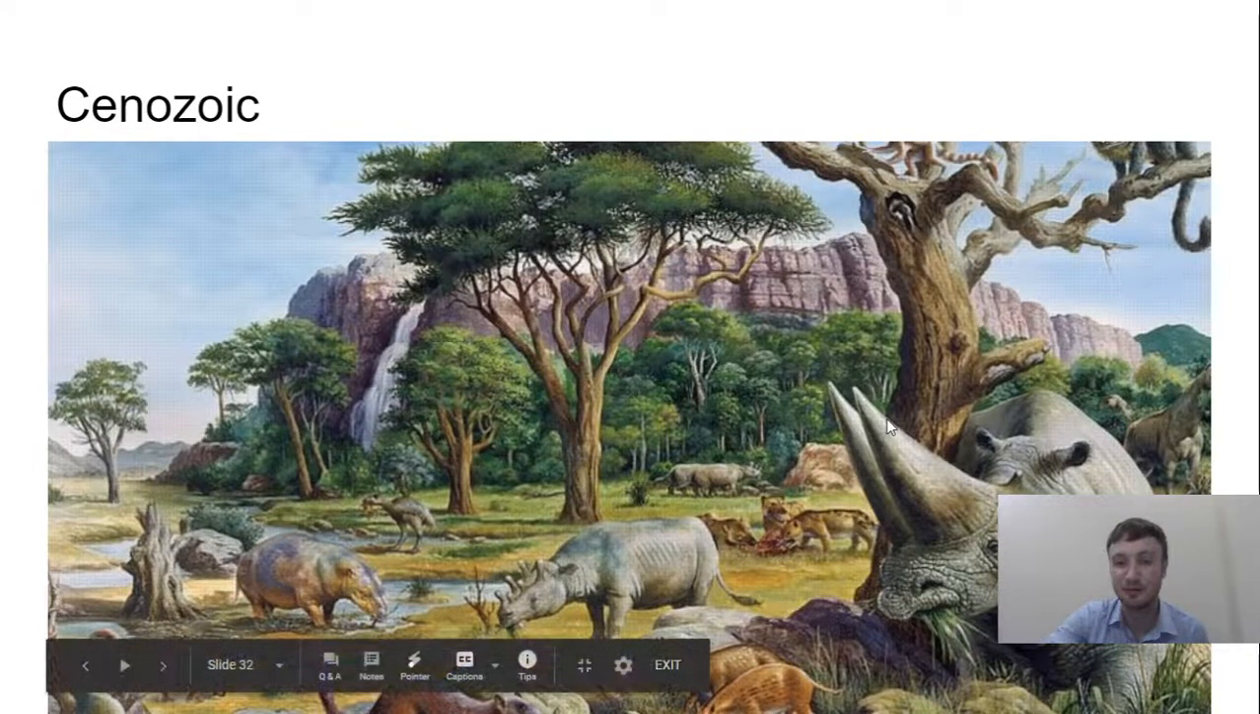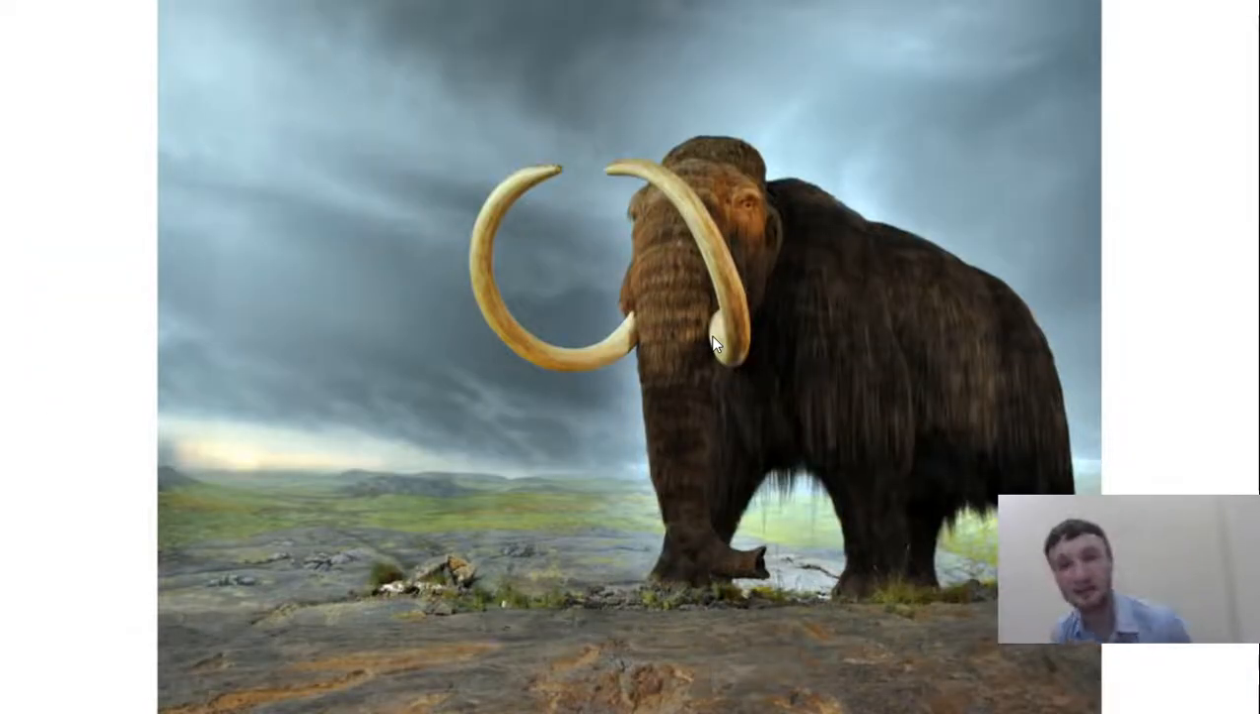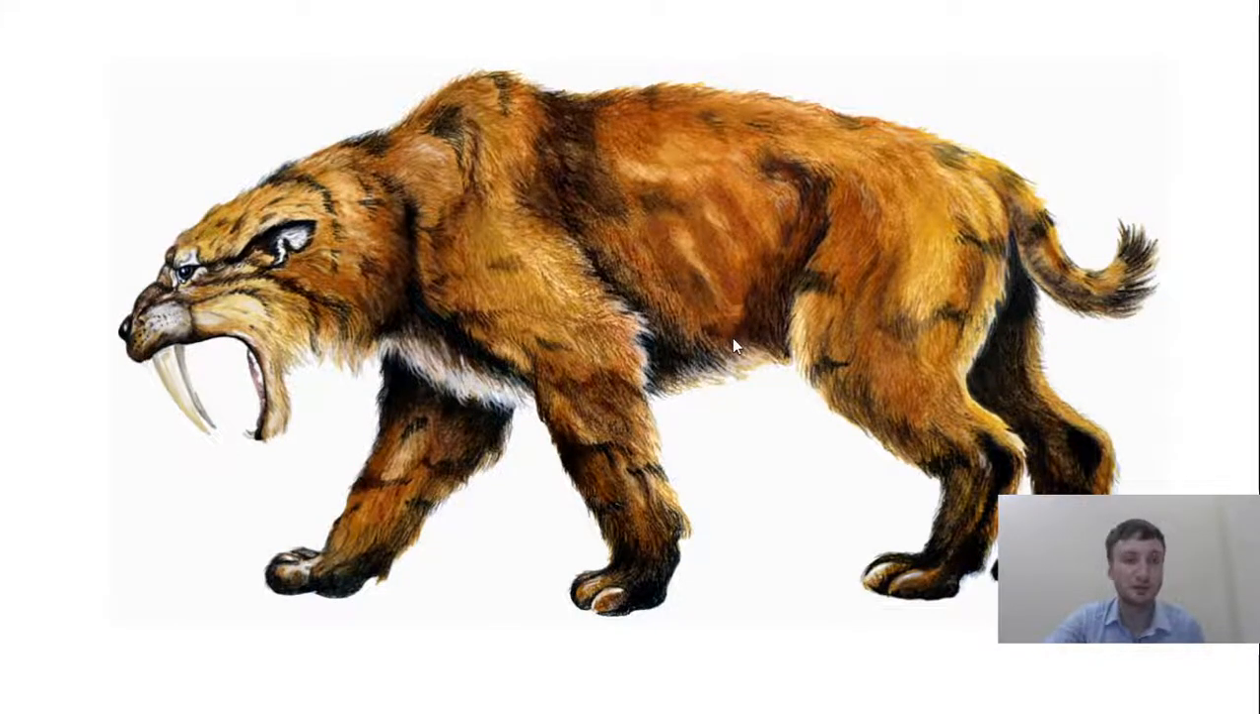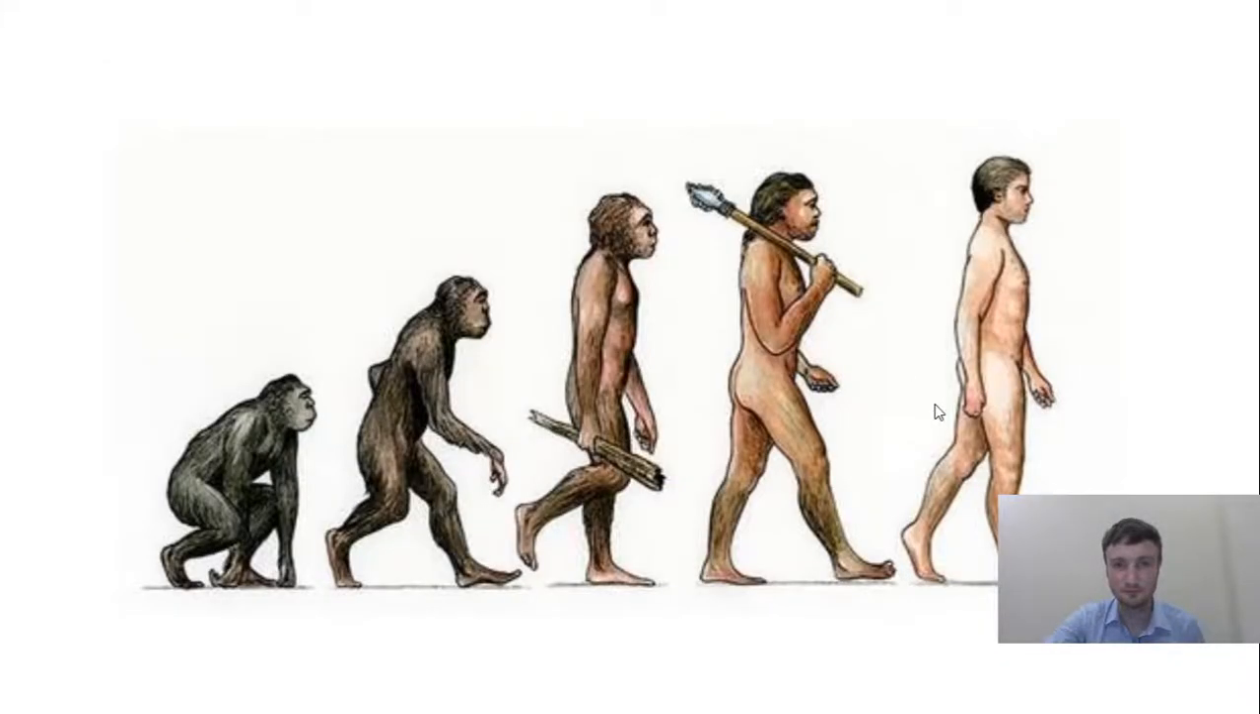So you see in this picture, we've got lots of different mammals. Like a two-horned rhino. Cool. And maybe you recognize some of these, like the woolly mammoth. They came about in the Cenozoic period. And the saber-toothed tiger. Big teeth. And also humans. We evolved in the Cenozoic time period.